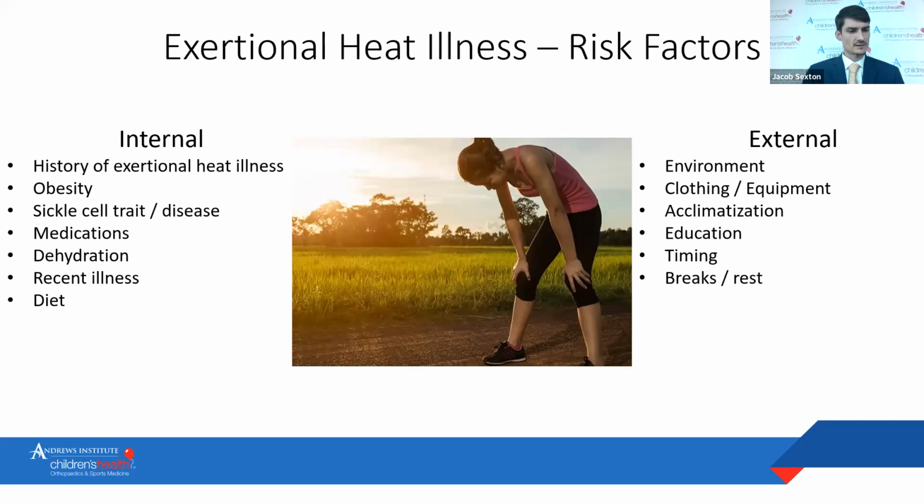We already briefly discussed dehydration, which kind of makes sense. The lower the total body volume in the body, the easier it is for temperature changes to occur, and subsequently easier for internal core body temperature elevations. And then, of course, diet. Externally, we need to think about the environment itself. Of course, that's your ambient temperature, your heat index, the wind speed, your humidity, all those things, which together all contribute to exertional heat related illness.